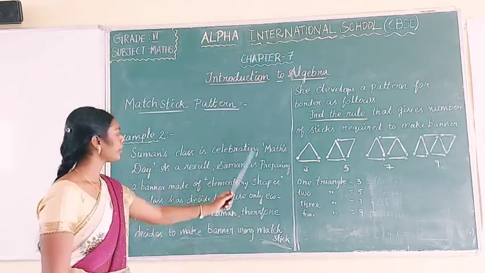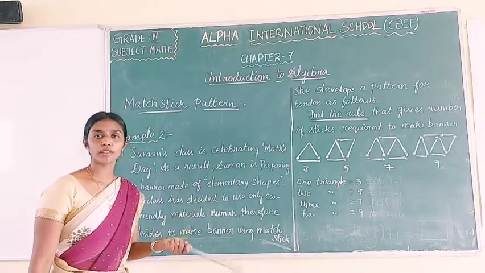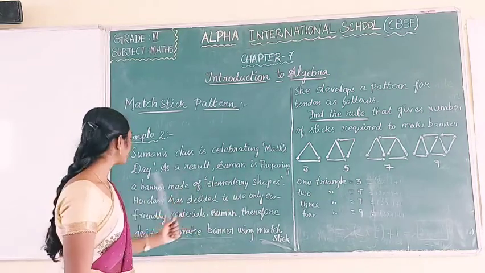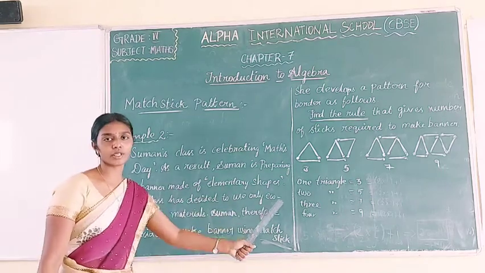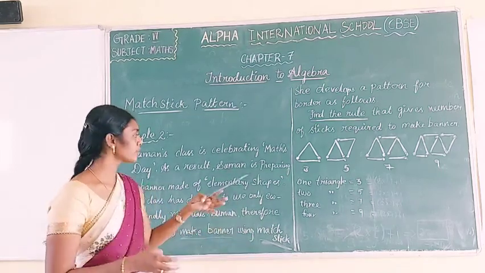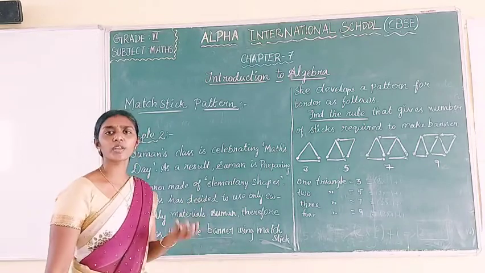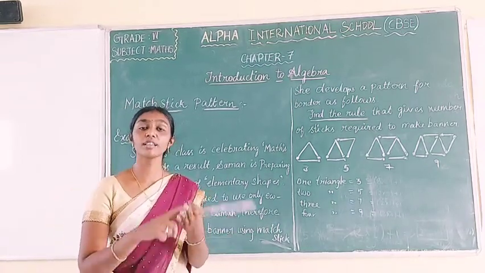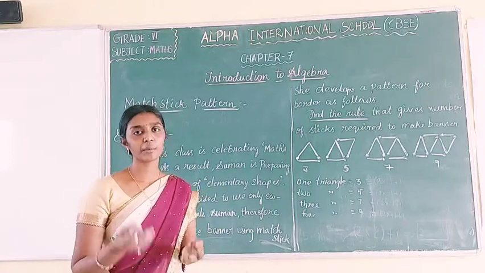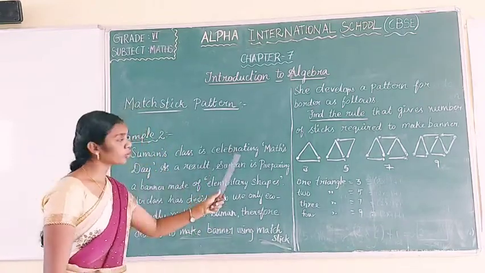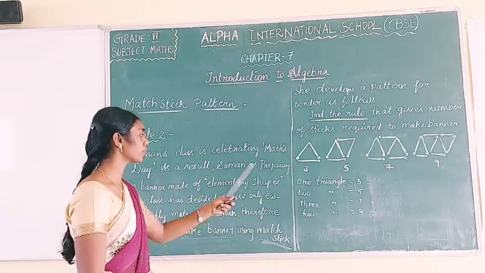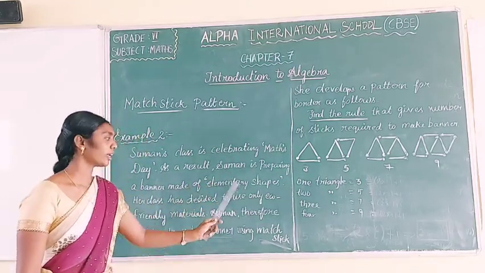Suman's class is celebrating a maths day. What day is Suman's class celebrating? Maths day. As a result, Suman is preparing a banner made of elementary shapes. What are the basic elementary shapes we know? Square, rectangle, triangle. These are the basic elementary shapes we know, no? Since they are celebrating maths day, they want to do something related to maths. That's why Suman is preparing elementary shapes.